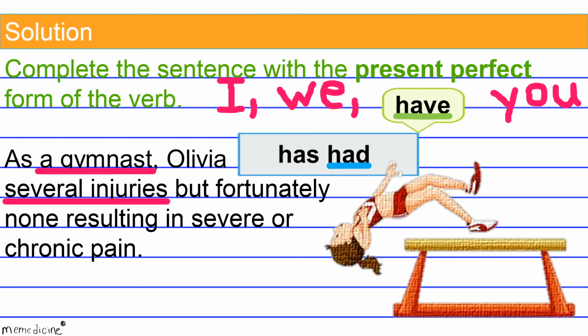Moving along, we have preceded had with the present tense form of the helping verb to have that agrees in number with the subject of the verb, Olivia, a singular third person noun. Basically, with everything I've just said, what I'm really trying to say is that has had is the correct present perfect tense verb form of to have.